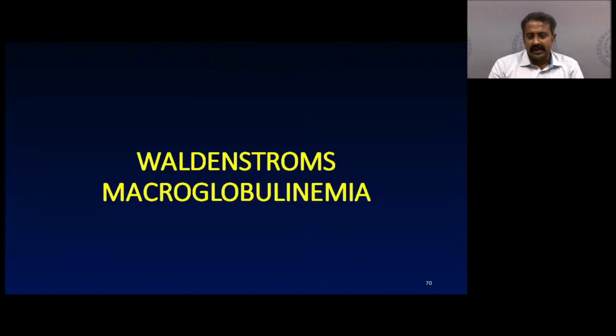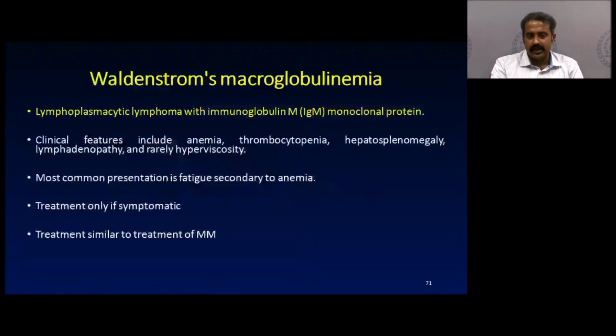The last and rare plasma cell disorder that is seen is Waldenstrom's macroglobulinemia. Essentially, this is a low-grade lymphoma called lymphoplasmacytic lymphoma, with the monoclonal protein being IgM. Patients with Waldenstrom's macroglobulinemia can present with anemia, thrombocytopenia, hepatosplenomegaly, lymphadenopathy, and hyperviscosity.